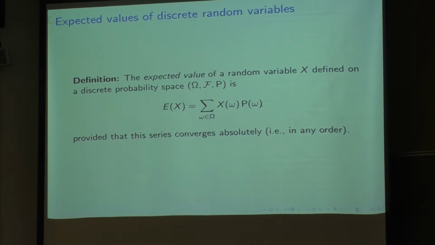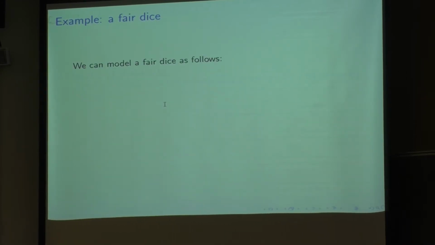And now, if omega is finite, you have a finite sum, which is fine. If omega is not finite, you may have an infinite sum here, and then you have to worry whether this infinite sum converges absolutely, that is, regardless of which order you add your summands. And if this sum here converges absolutely, you declare this weighted average of the values of x to be the expected value of your random variable x. Now again, I believe that you've seen this, so I'm not going to say much more about this. But let's have a look at a quick example.